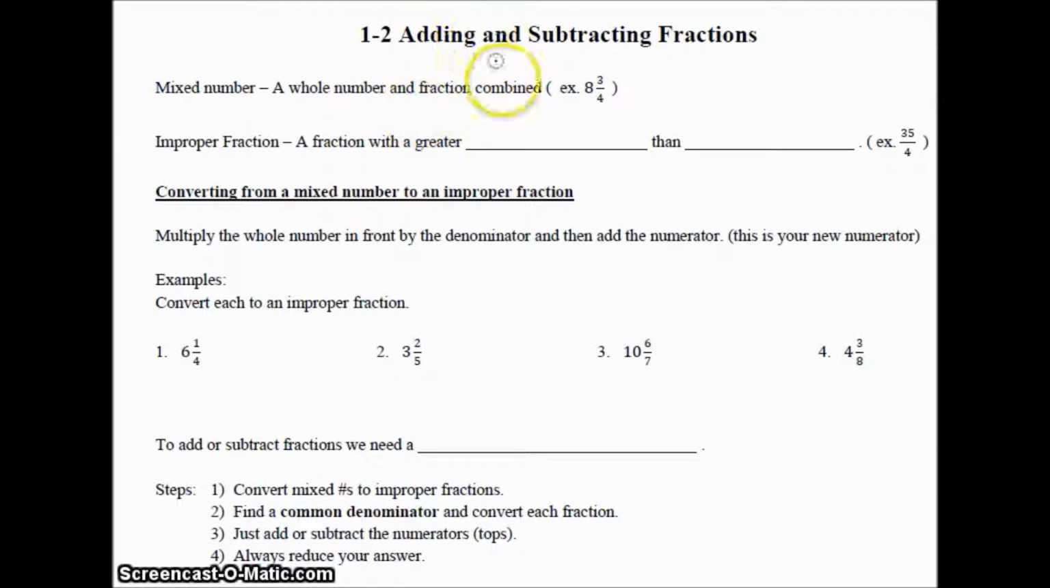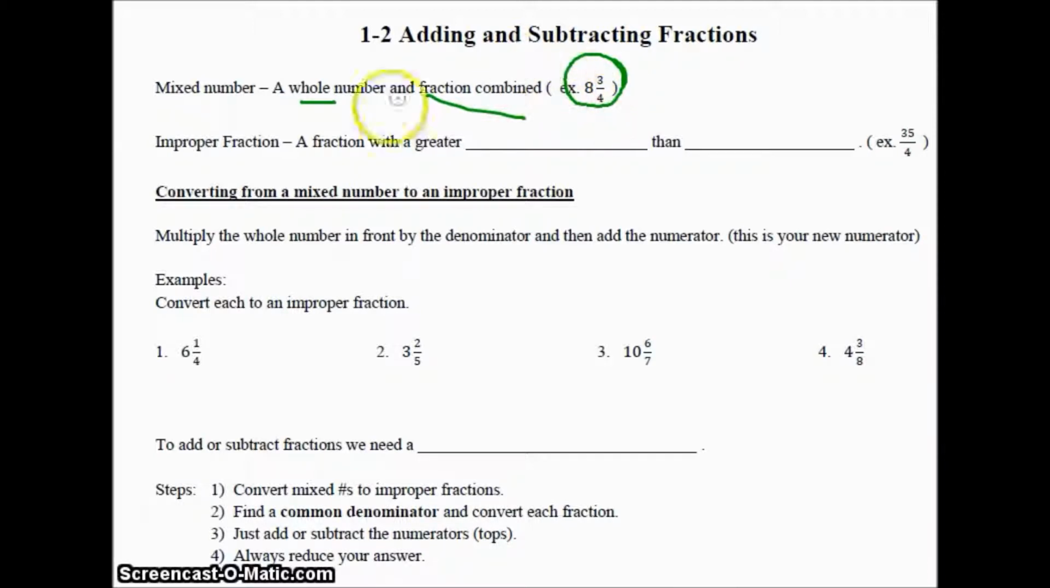And before we talk about adding and subtracting, I want to really talk about just what are fractions, what are some of the different forms we talk about. So the first two we look at are mixed numbers, which is a whole number and a fraction combined. Taking a look at our example here, if we have 8 3/4, that is a mixed number where the numerator of the fraction is less than the denominator.